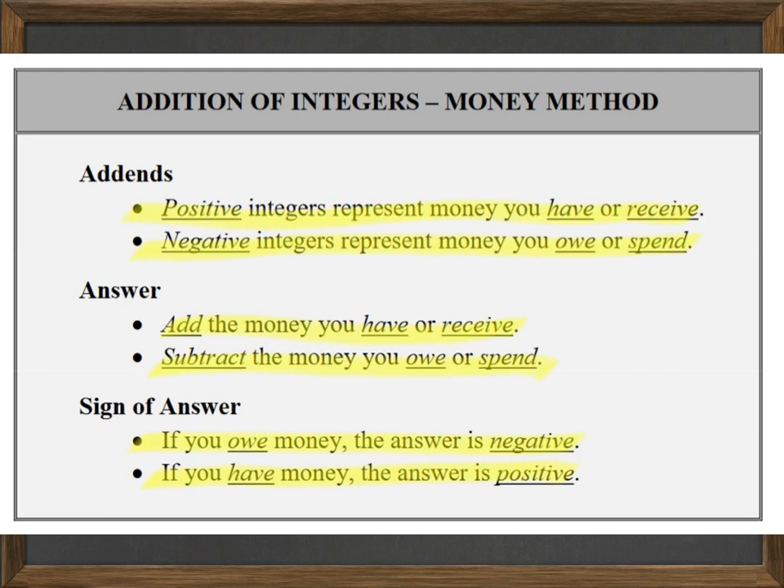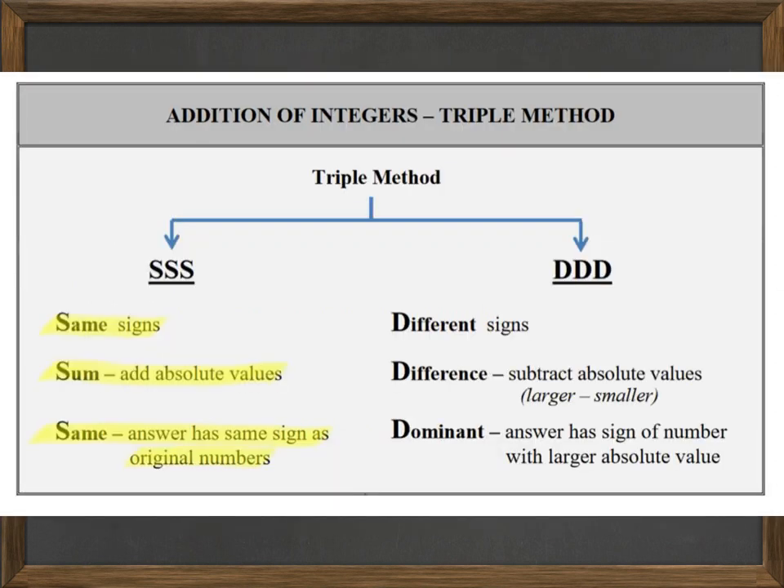All right, so let's go through and look at the DDD method now. D stands for different signs. That means one of your numbers is positive and the other one is negative. If you're dealing with this case, we find the difference between the 2 numbers. We again ignore the signs and take the larger number and subtract from that the smaller number. But we still have to figure out what the sign of our final answer is, and that depends on which of those 2 numbers has the larger absolute value. In other words, if the larger number is negative, then the answer is negative. If the larger number is positive, then the answer is going to be positive.